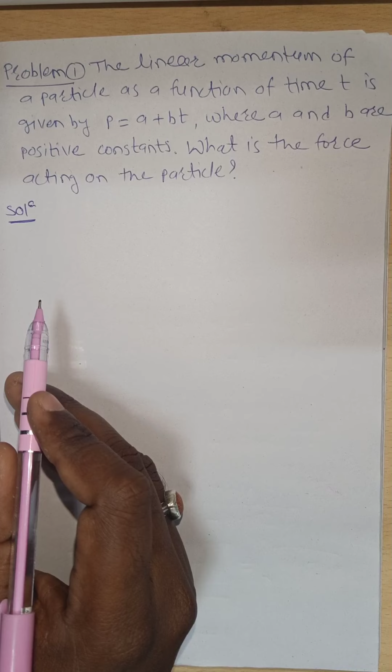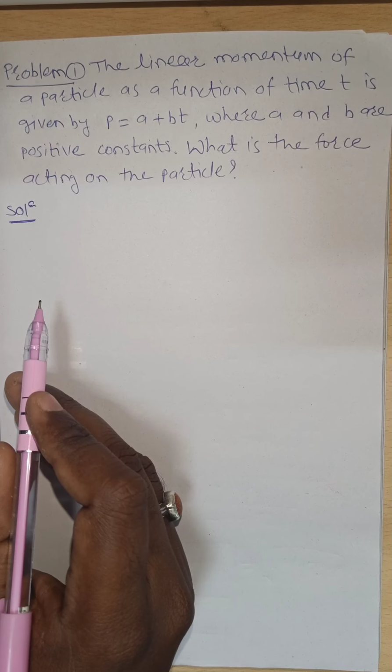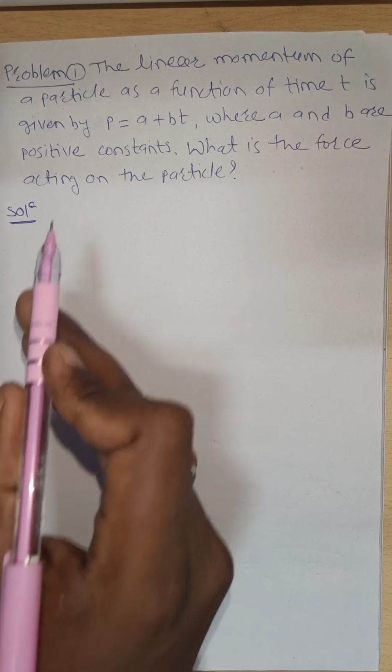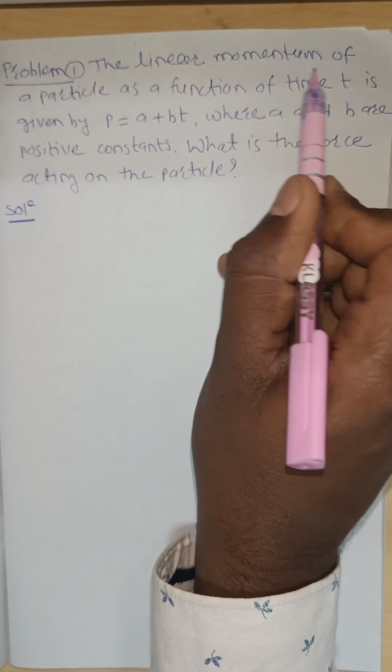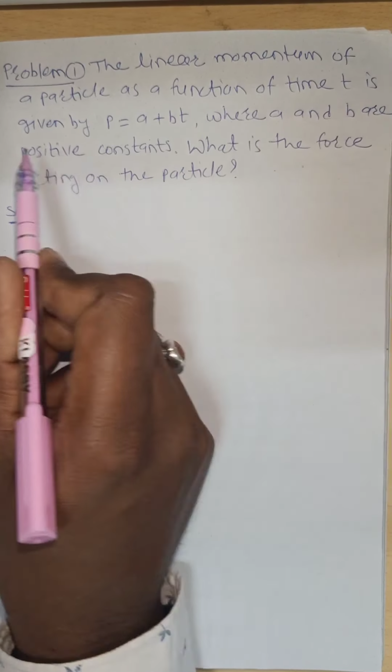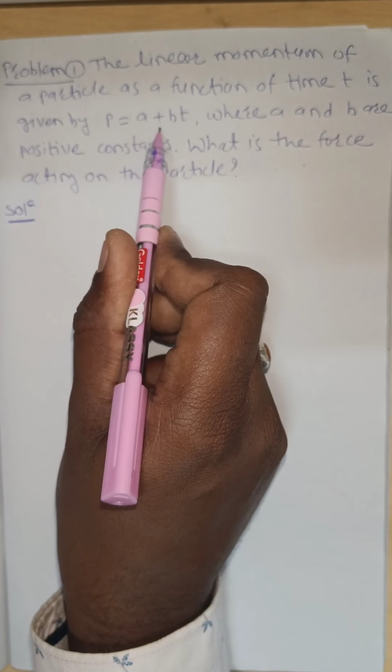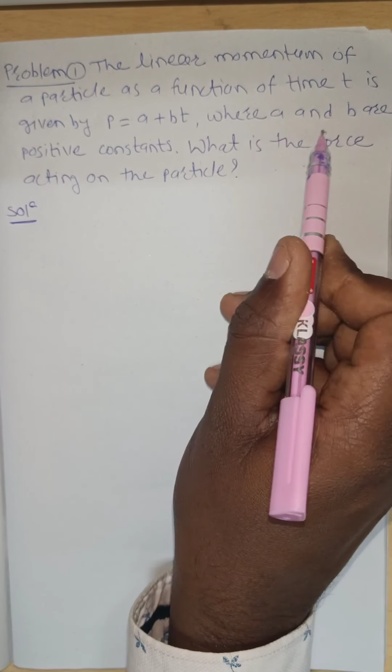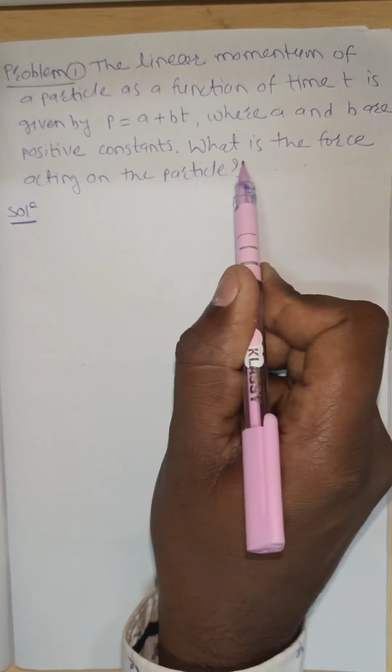Hi everyone. Today we will discuss some problems based on chapter number 5. Problem number 1: the linear momentum of a particle as a function of time t is given by p = a + bt, where a and b are positive constants. What is the force acting on the particle?